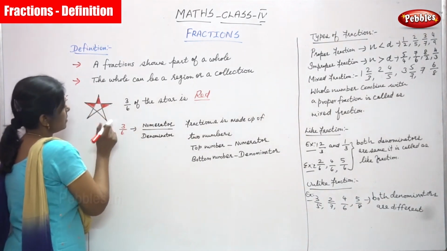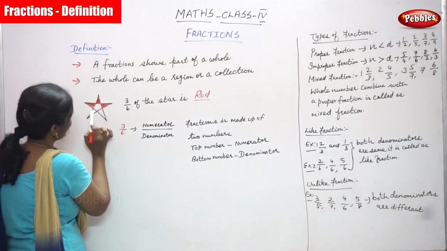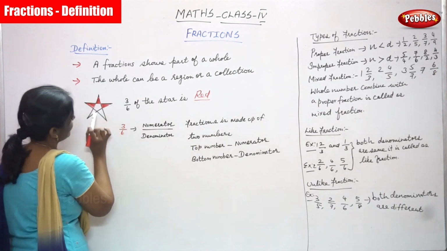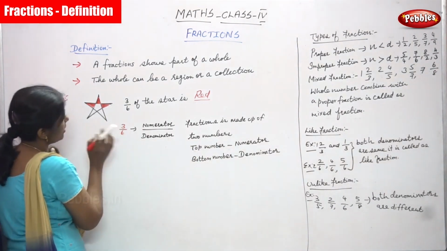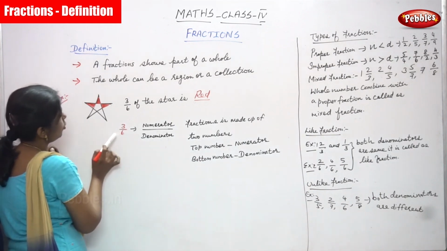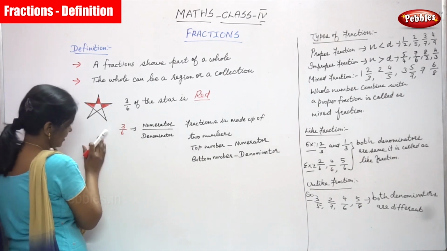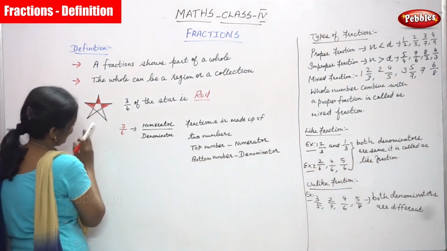So in this star, how many rectangles are here? 1, 2, 3, 4, 5, 6. So not rectangles, triangles. How many triangles are there? 1, 2, 3, 4, 5, 6 triangles are here. But the shaded portions are only 3. It is a single star, but it is separated into 6 triangles.